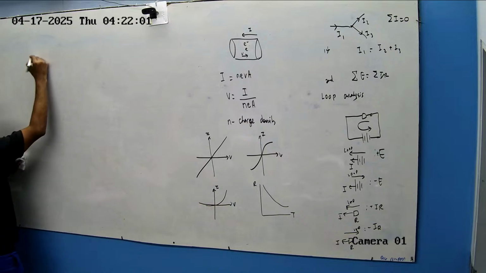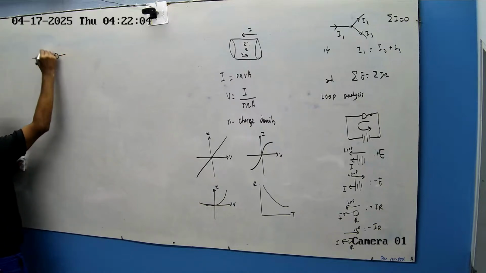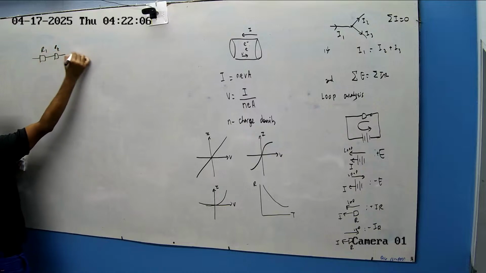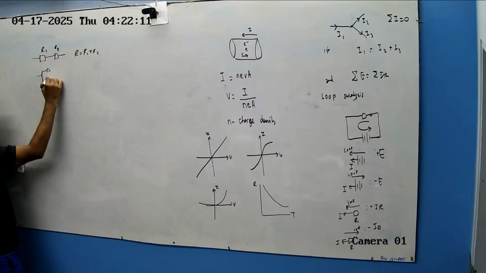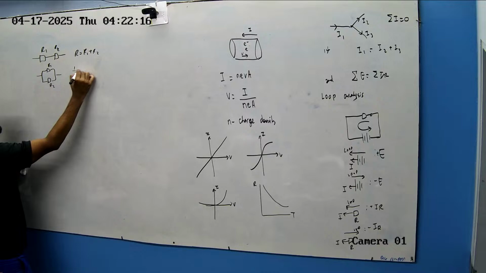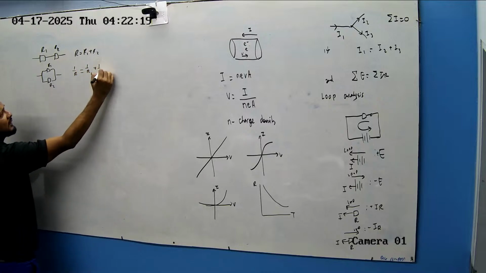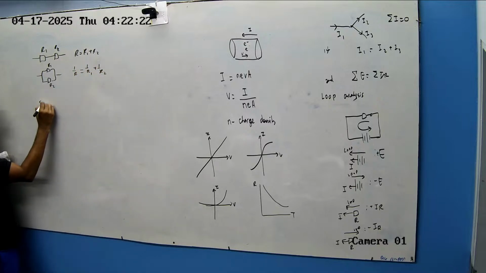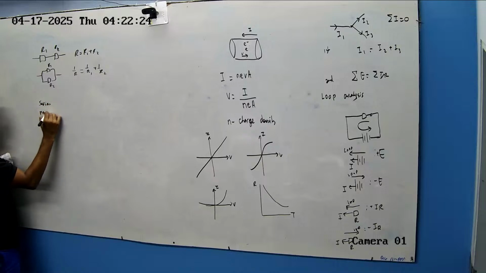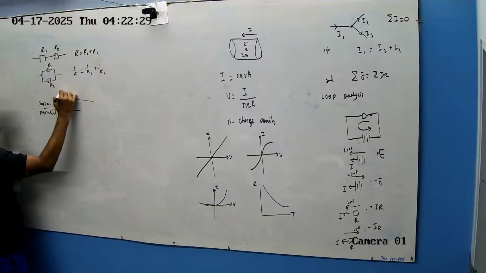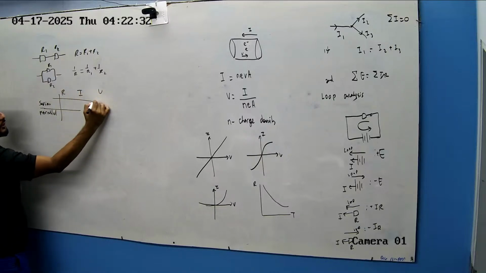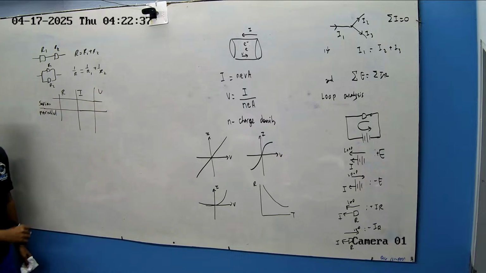If I gave you two resistors in series, you need to remember the formula: resistance R1 plus R2. If I give you two resistors in parallel or more, you have to be able to prove that. In order to prove it, you use these rules here: series, parallel, resistance, current, voltage. You need to remember the rules when you're proving it.